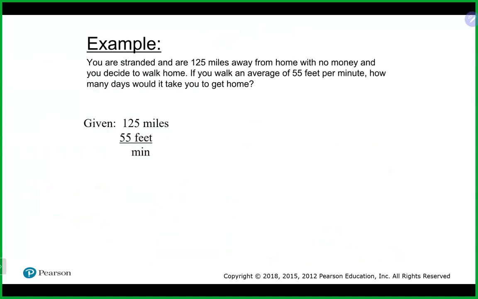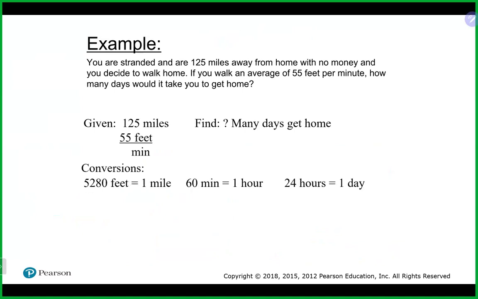All right, let's try this one. This sounds like fun, maybe. You are stranded 125 miles away from home. You have no money. You decide, seems like a nice day, let's take a walk, right? You walk an average of 55 feet per minute. How many days will it take you to get home?